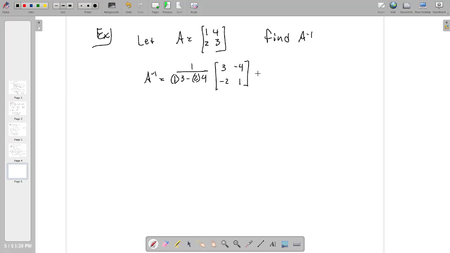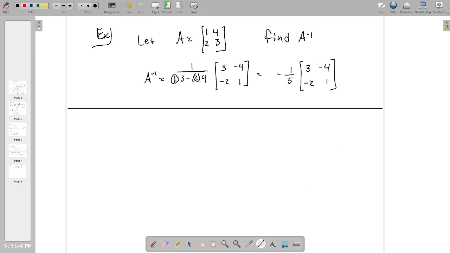Now I usually just leave it like this, where you have 1 divided by some number. In this case, it would be 3 minus 8, which is negative 5. And this is my answer. And you can multiply it if you want to make sure. I want you to try one on the accompanying worksheet.